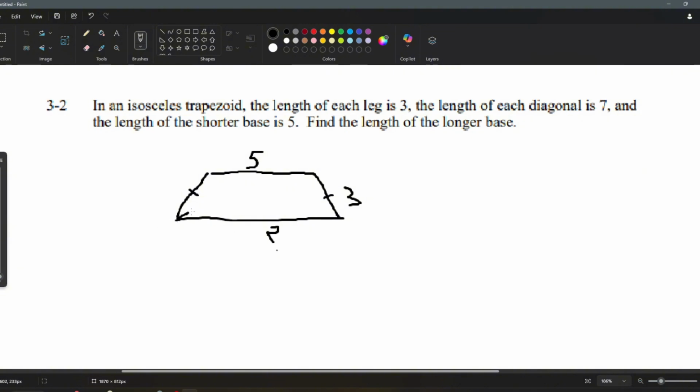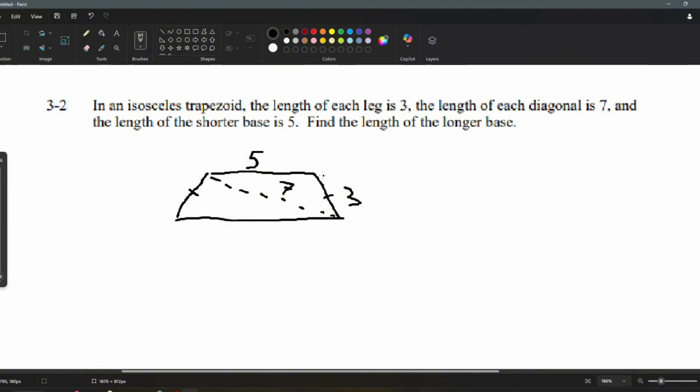And the length of each diagonal is 7. I could draw a better version of this. Wait, give me a second. Question mark. Okay. Each diagonal is 7. Huh. How do I go about this? Wait, first off, guys, I just need to redo this. So this is 7.